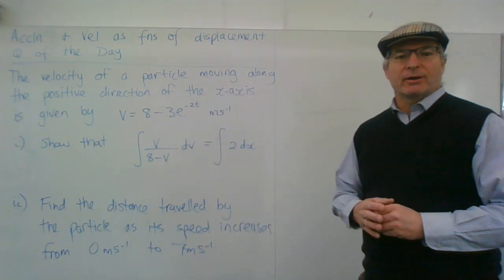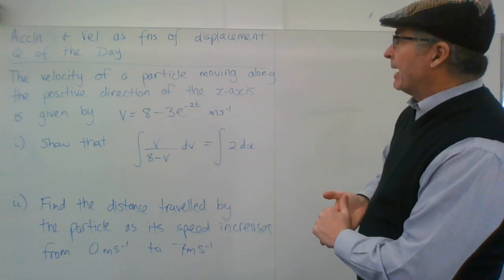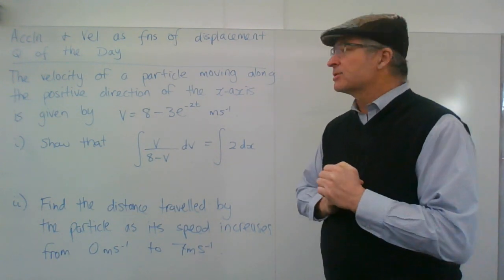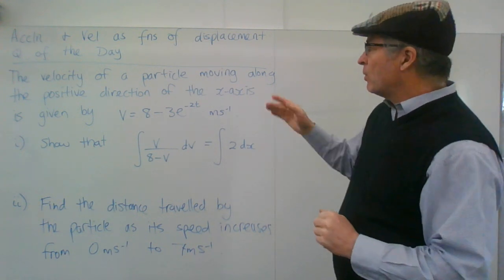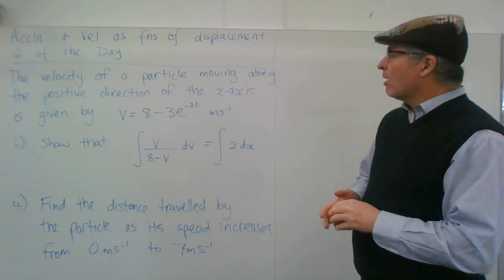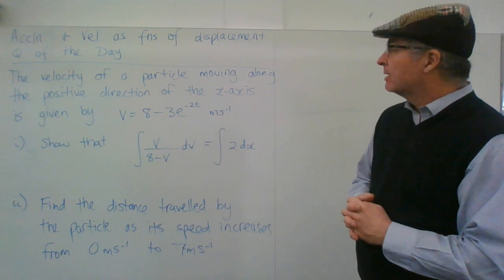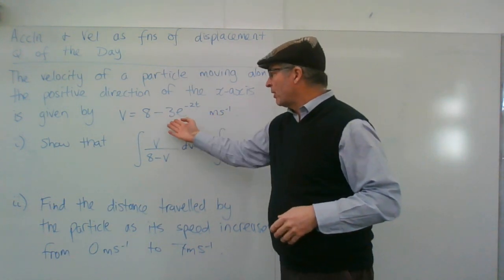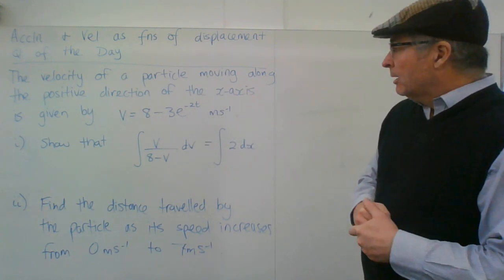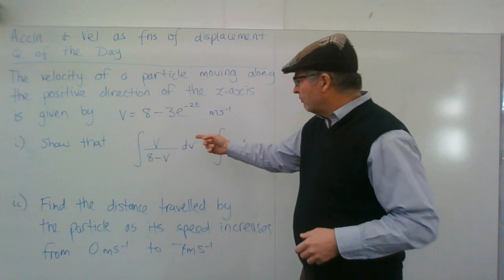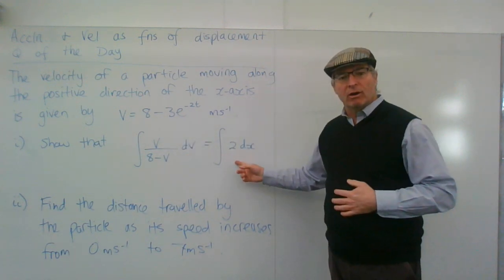All right, well, thought I'd do a couple of questions of the day from different areas of mechanics. So this one's from acceleration and velocity given as functions of displacement rather than as time. The question is, the velocity of a particle moving along the positive direction of the x-axis is given by v equals 8 minus 3e to the minus 2t. Show that the integral of v over 8 minus v dv is equal to the integral of 2 dx.